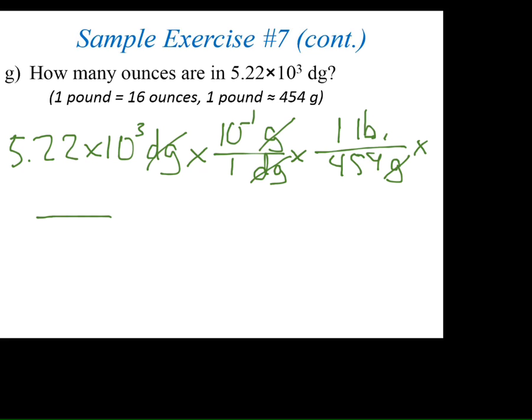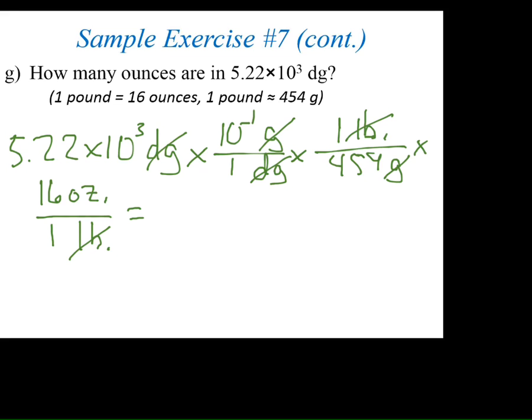Now I'm in pounds here, so the next conversion has to have pounds on the bottom, right? So I need something that has pounds in it. Oh, right here. 1 pound is 16 ounces. So 1 pound is 16 ounces. Now pounds cancels.